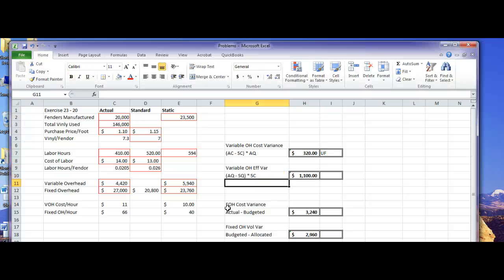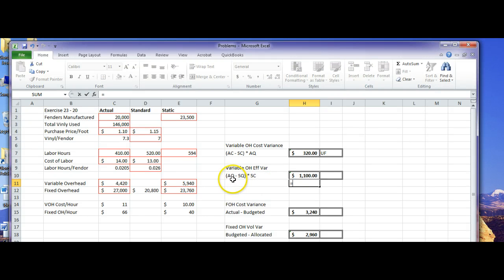Okay. So then the second one, you have your variable overhead variance. This is our efficiency variance. We have our actual quantity minus standard quantity times standard cost. Same concept there. They're going to use the transitive property, and they're going to ask you for the actual overhead. But let's go ahead and do it the way the book shows us.